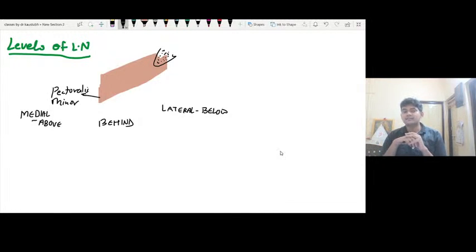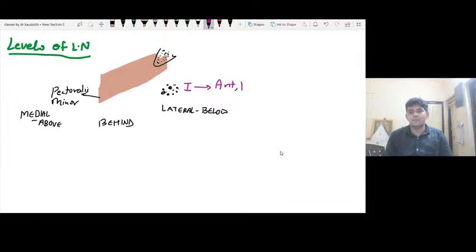So if you look at this very carefully, the group of lymph nodes which are present lateral and below the insertion of pectoralis minor will be known as the level 1 of the lymph nodes. Now, which group of axillary lymph nodes come over here? So the axillary lymph nodes which come under level 1 are anterior axillary, posterior axillary, and the lateral group of lymph nodes. Anterior, posterior, and lateral group of lymph nodes come under the group 1 or the level 1 of the lymph nodes.